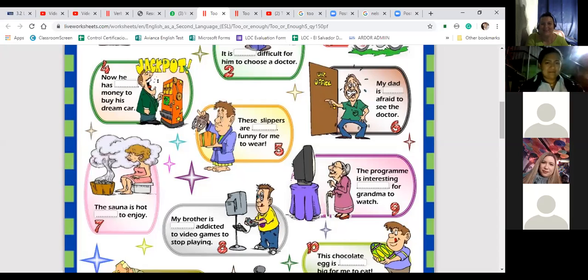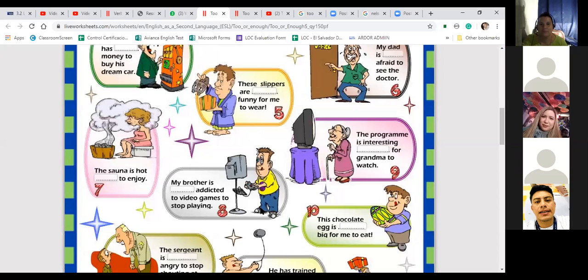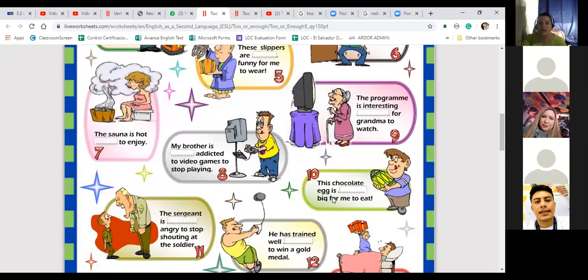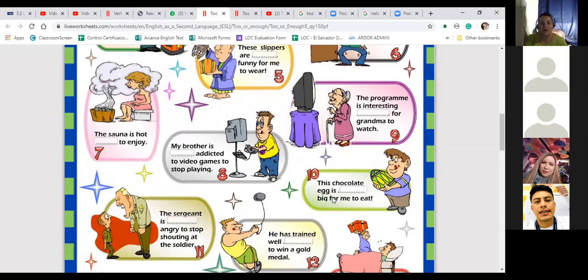Okay, thank you. Next one, let's continue. Number 10, please, Jonathan. Good evening, teacher. So we're using too or enough. What do you think for number 10? This chocolate egg is too big for me to eat. To eat. Very good.